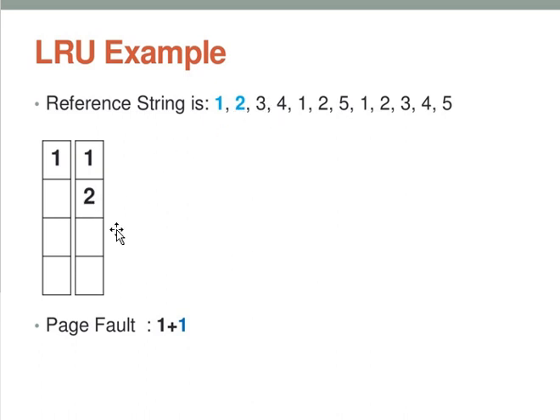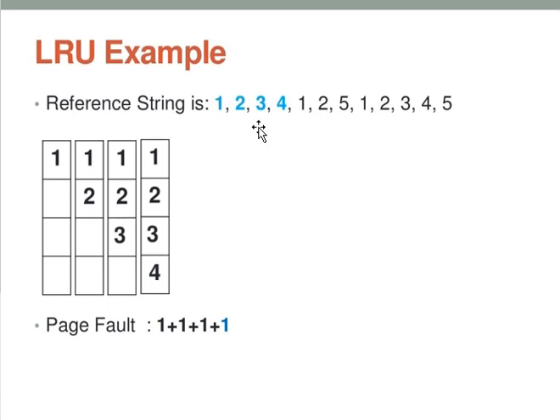Now check for 3. Here again frame 3 and frame 4 are blank and we cannot find page 3 in these 4 frames. Again the page fault count is increased by 1 and we put page 3 in frame number 3. Now page 4 is requested for the buffer. Again we cannot find page 4 here, so we put page number 4 in frame number 4 and again the page fault count is increased by 1. Now let us check for page number 1.